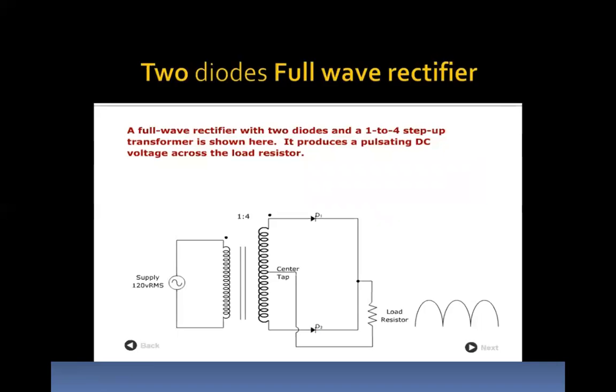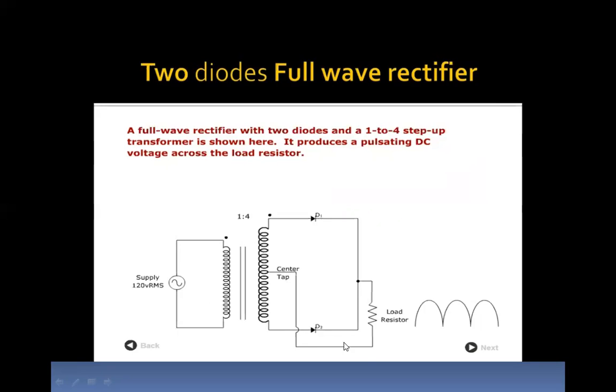It produces pulsating DC voltage across the load resistance. Now just see and try to understand this. This is the symbol of a transformer. This is the primary coil, the first coil, and the second one is the secondary coil. To the secondary coil, we have connected one diode. And again, to the other terminal of the secondary coil, we have connected another diode.